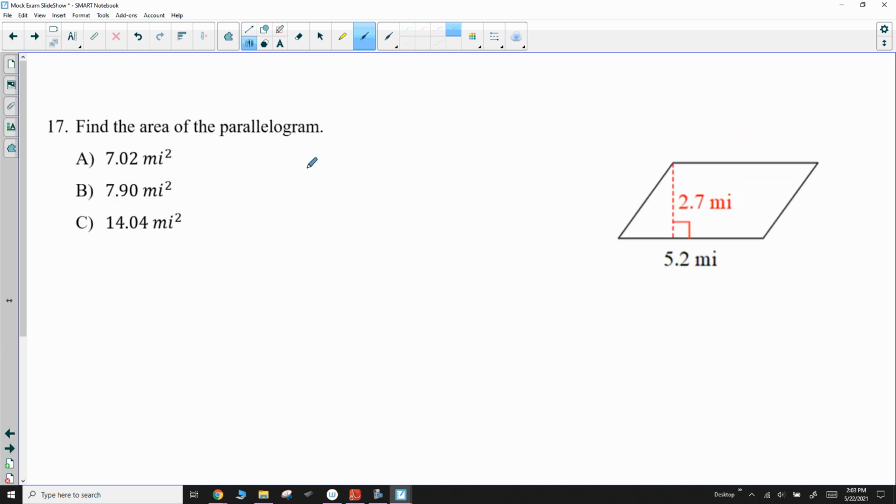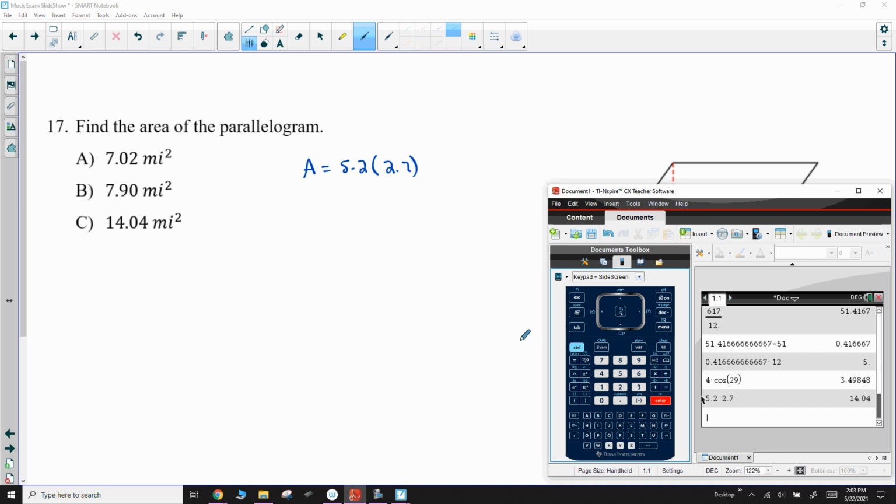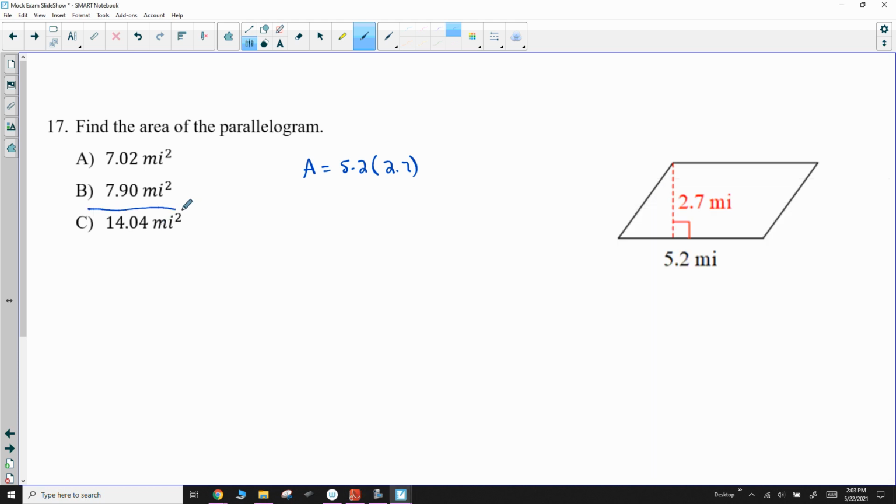Find the area of a parallelogram. The area of a parallelogram is the base times the height. You don't need to write a whole lot for these problems. That'll do it. So 5.2 times 2.7, and that tells me 14.04. There it is. It has the right units, miles squared.